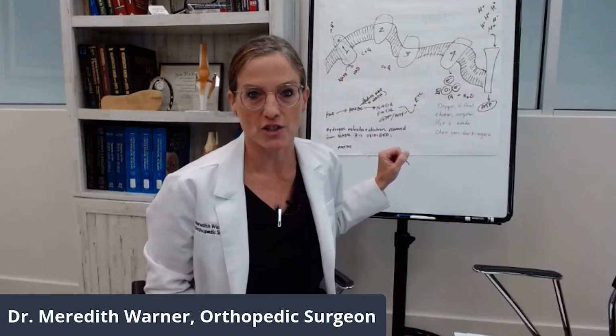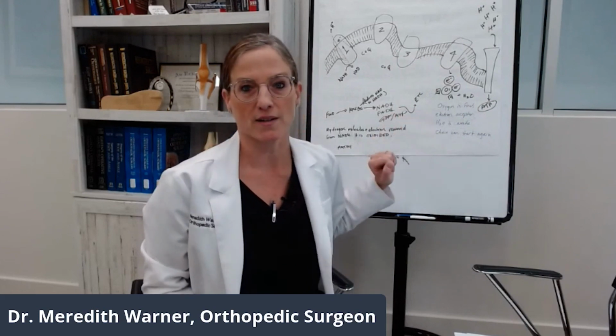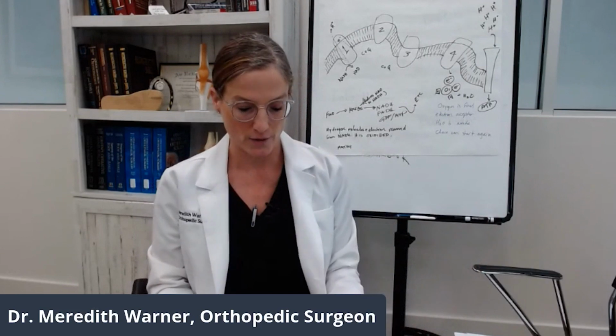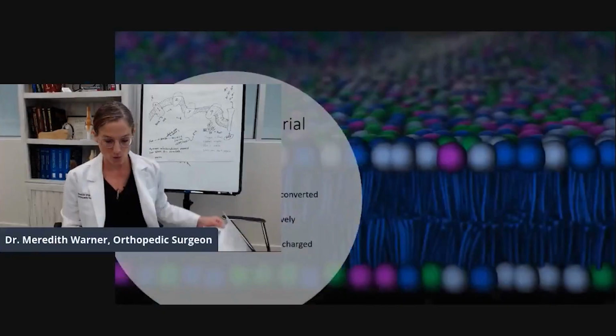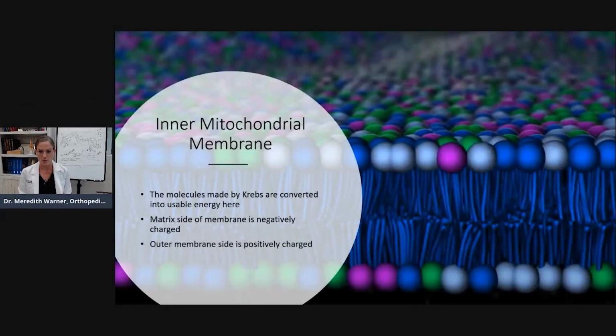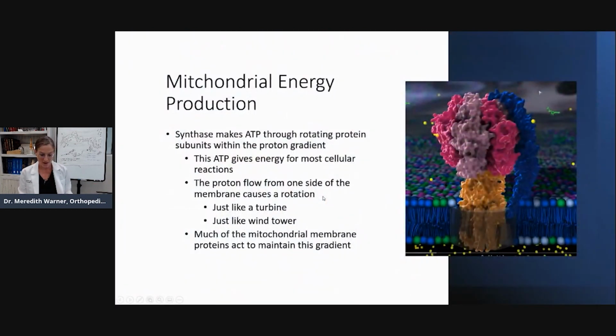That's why we need oxygen. Water is the waste product of this final system, okay? And carbon dioxide is a waste product of the Krebs cycle. So this is how it all works. And it's in this inner mitochondrial membrane. The mitochondria is super, super important. And the health of your mitochondria is super, super important.